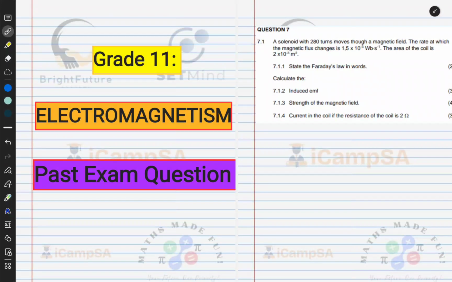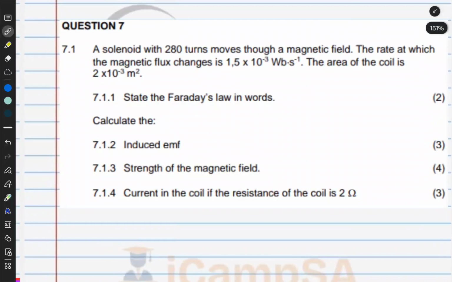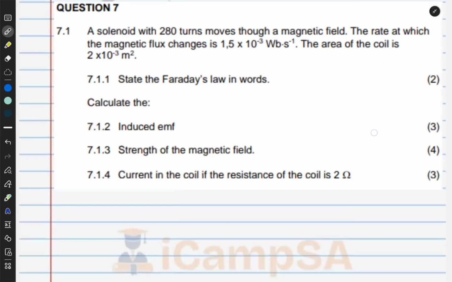So in this particular video we will be focusing on electromagnetism, right? So grade 11. This example is based on a past paper problem. This was question 7 in this case, right?